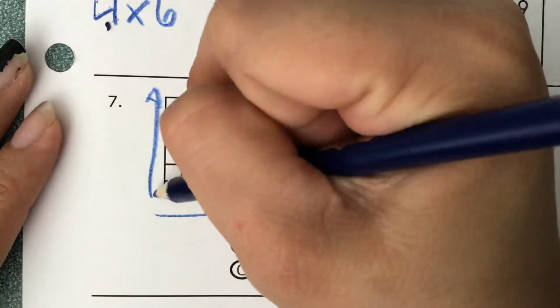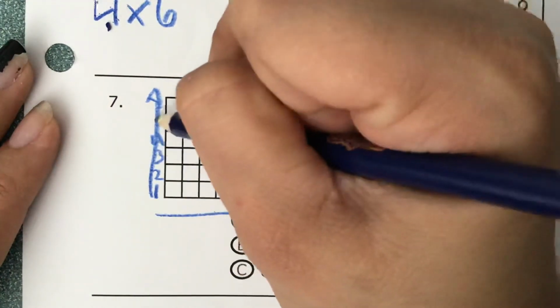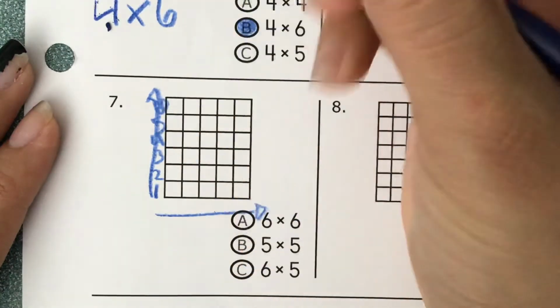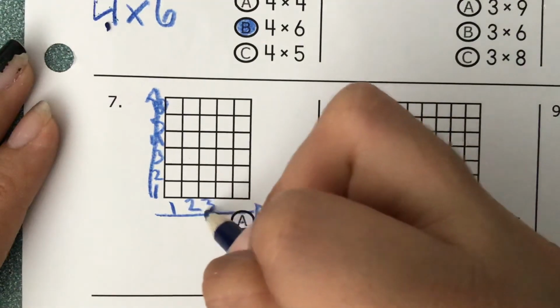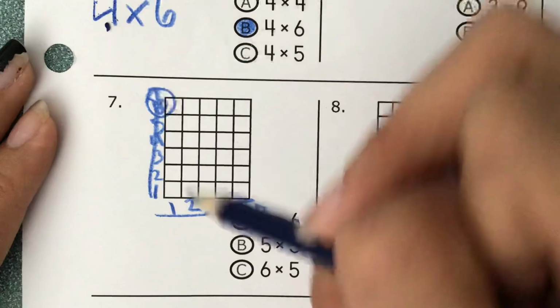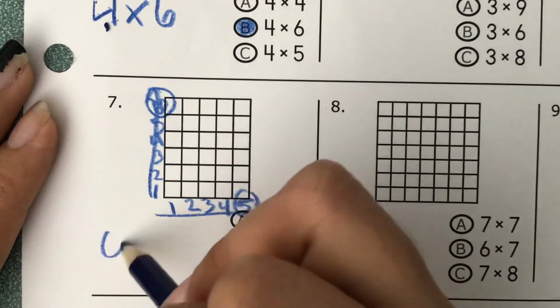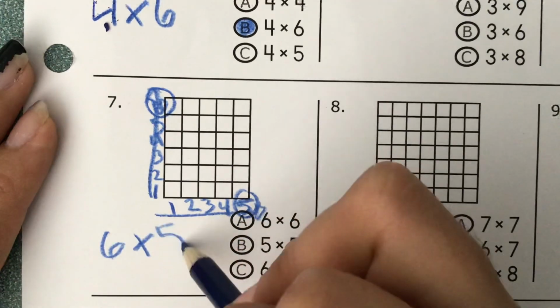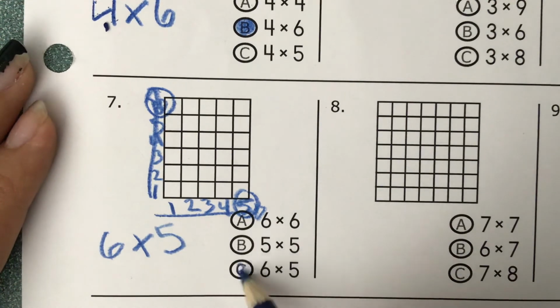So let's count going up. 1, 2, 3, 4, 5, 6. And then let's count side to side. 1, 2, 3, 4, 5. So now let's circle the biggest number on both sides. And this picture is trying to tell us 6 times 5. So now we can look for this equation in the answer choices. And that would be answer C, 6 times 5.